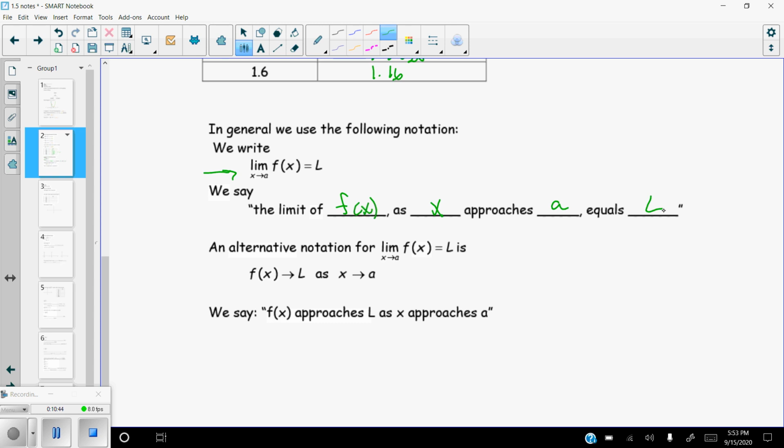There are ways of saying it where you see this notation right down here. f of x approaches L as x approaches a. We will likely not use that notation, but it's there just in case you happen to see it somewhere so you can understand. It's just a different way of writing a limit. The one that we will use is this one right here. The a value is the x value that we're approaching. The L value happens to be the y value's limit.